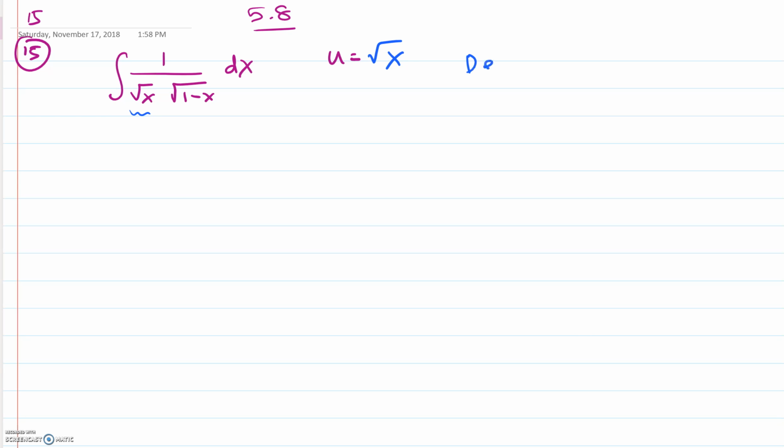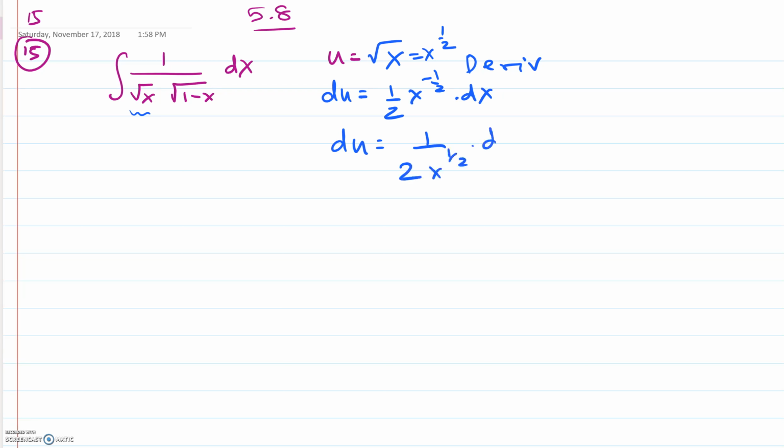First part is the derivative part, so we're going to do du. This is going to be x to the half, so half x to the negative half dx. Rewriting it, we will have 1 by 2 times x to the power half dx. So we can still rewrite this using u equal to x to the power half. So we will rewrite this as du equal to 1 by 2u times dx.